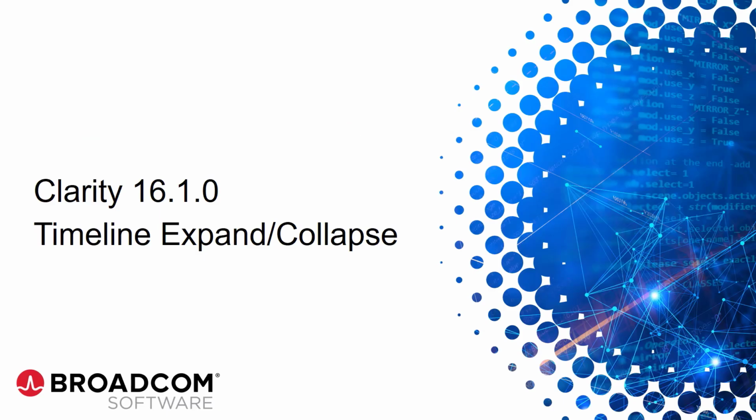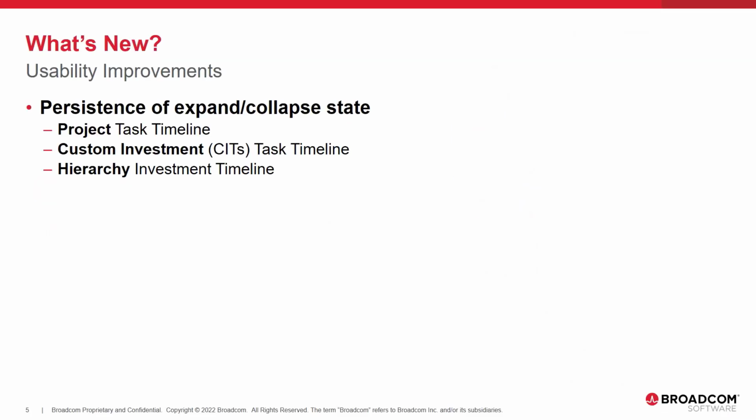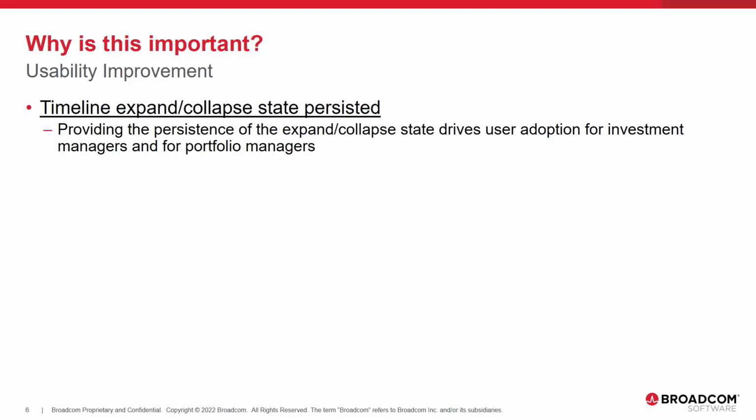Clarity 16.1 Persistence of the timeline for the expand collapse state. There's a new usability improvement for persisting the expand collapse state of the work breakdown structure within the task timeline on projects and custom investments, and in the hierarchy investment timeline. This new improvement to persist the timeline expand collapse state is important because it drives user adoption of Clarity.